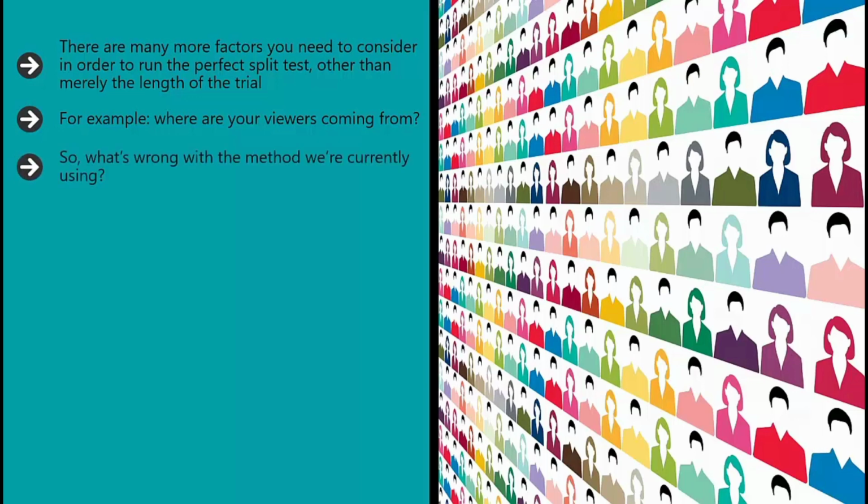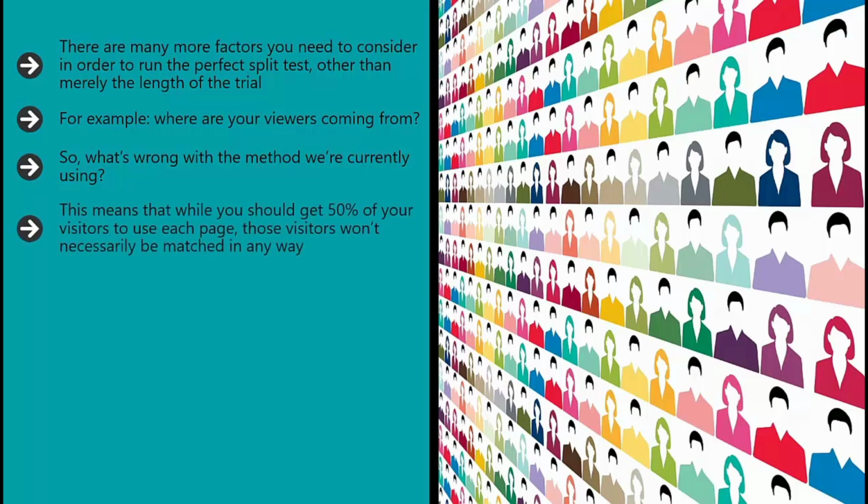So, what's wrong with the method we're currently using? Well, if you use the redirect method described earlier in this training, then you'll essentially be sending visitors to one of two websites based on completely random chance. It's effectively a coin toss. This means that while you should get 50% of your visitors to use each page, those visitors won't necessarily be matched in any way. Pure chance might mean that everyone from Asia ends up on one version of your website, while everyone from the US ends up on another.